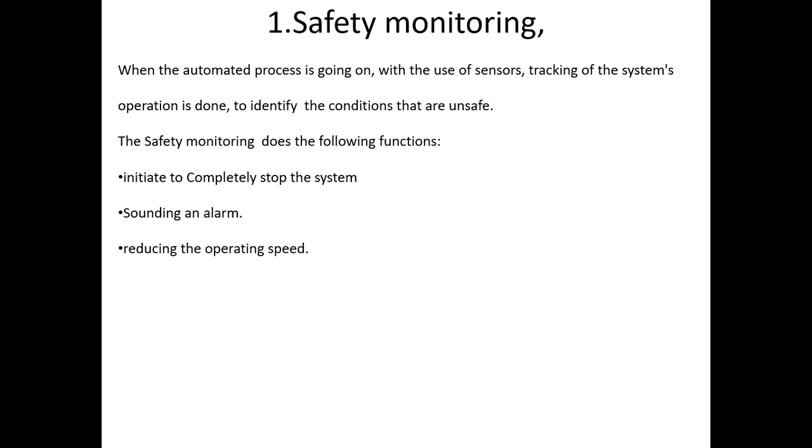Coming to the first point, safety monitoring. When the automated process is going on with the use of sensors, tracking of the system's operation is done to identify the conditions that are unsafe. Safety monitoring does the following functions: initiate a complete stop of the system, sounding an alarm, reducing the operating speed.